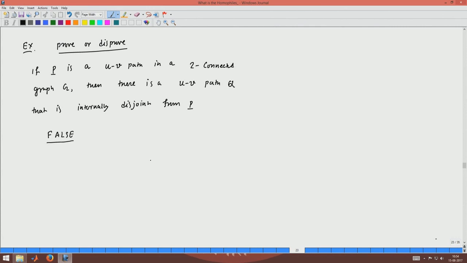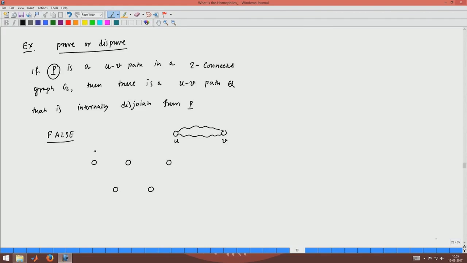The only difference here is you can see that you are specifying one path P, and the first theorem says that if G is two connected, then between every pair of vertices U and V there are internally disjoint paths. But if you specify one path, you may not find another path which is internally disjoint from P. Let me just give an example to prove that this is false. Let me consider this graph. I hope that you understand the difference between this statement here and the statement that we proved in the theorem.